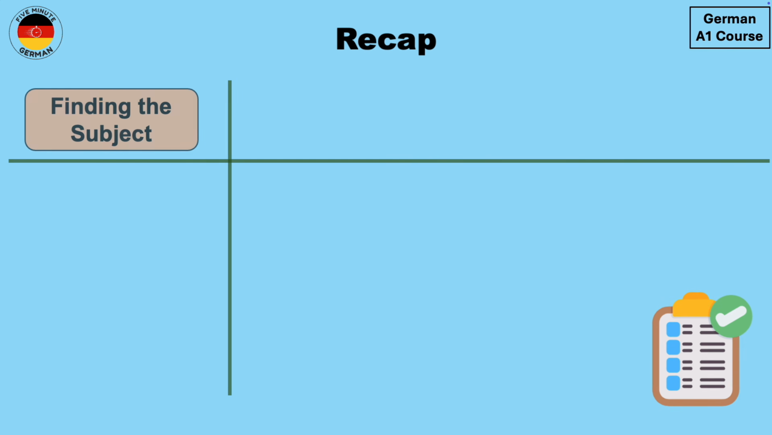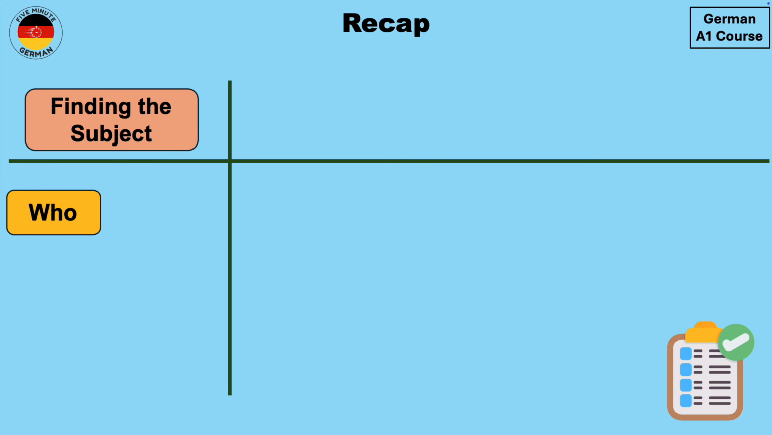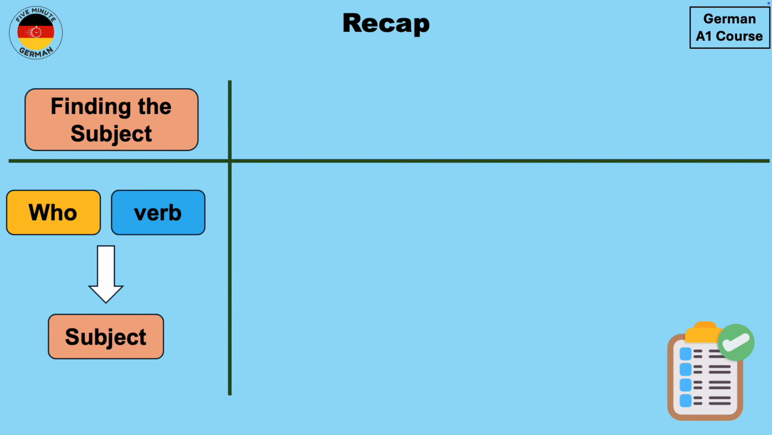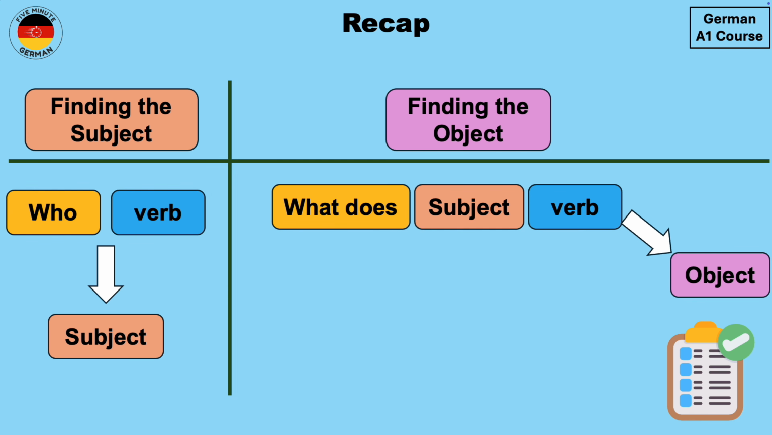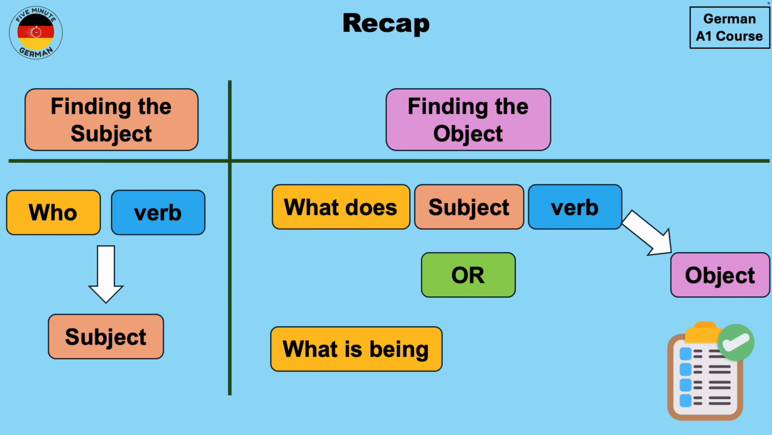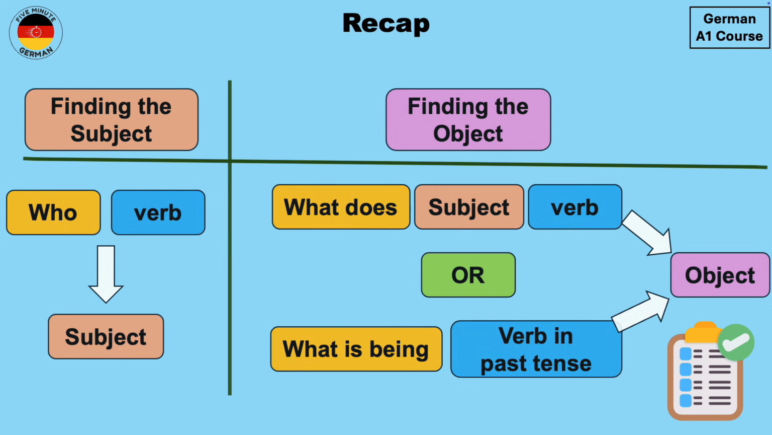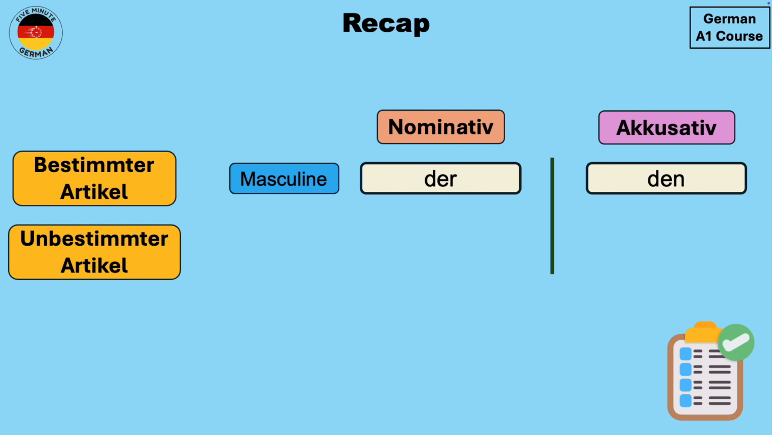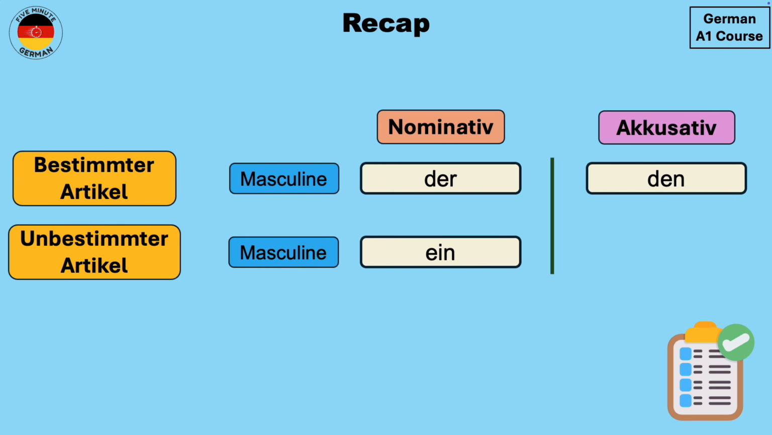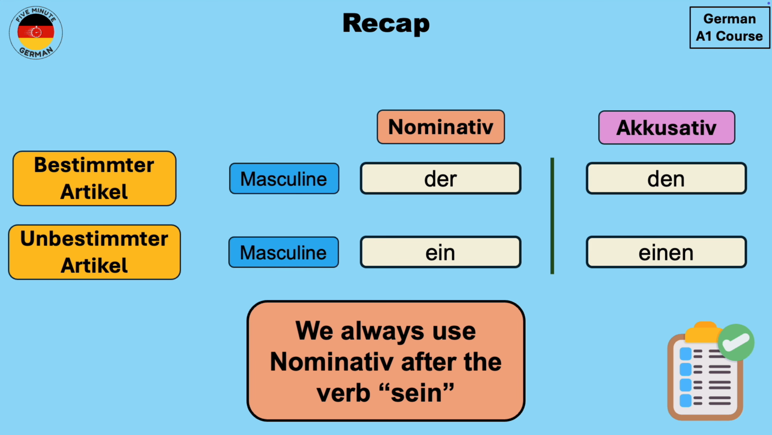So just keep this in mind that whenever you use sein, you always use the nominative after it and not the accusative. So now let's do a recap of what we have learned. So we learned that in order to find the subject, we use who and then add the verb, and with this we get the subject. And in order to find the object, we can say what does and then add the subject after it followed by the verb, and this will give us the object. Or we can use what is being and then add the verb in past tense after it, and this will also give us the object. And in case of articles in accusative, we saw that the bestimmte article in masculine, which is der, becomes den in accusative, and the unbestimmte article, which is ein, becomes einen in accusative. For all the other cases, the articles remain the same. And we always use nominative after the verb sein.